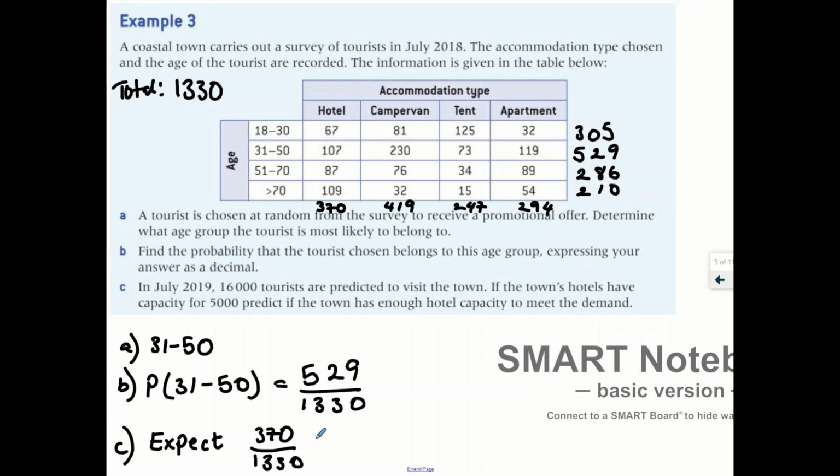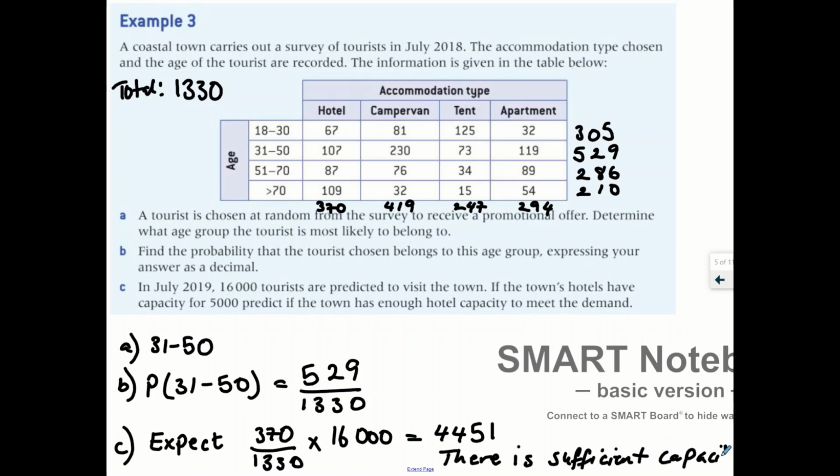So if we're going to have 16,000 people, we would just multiply that by 16,000, and that gives us 4,451. I've rounded that answer. Therefore, we would expect there to be sufficient capacity, because that's less than 5,000. Always answer the actual question.